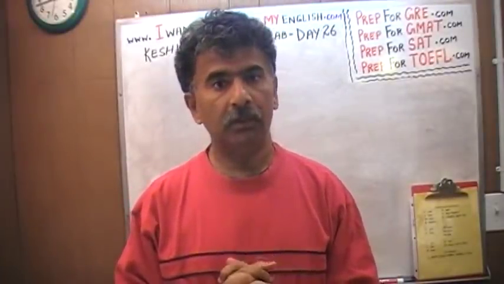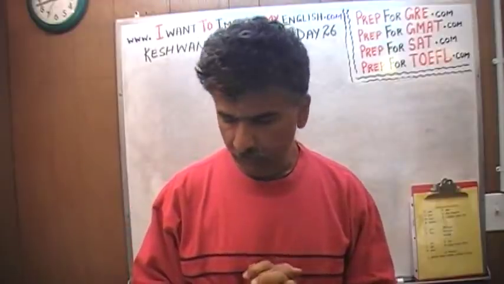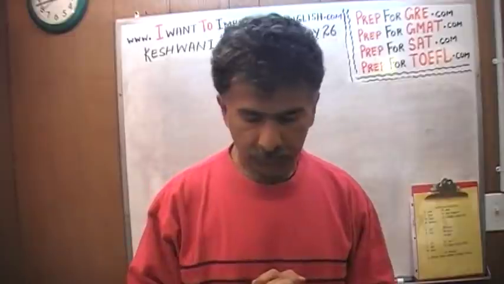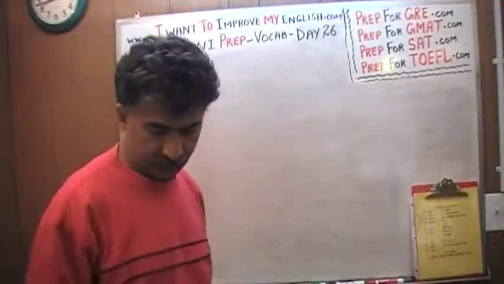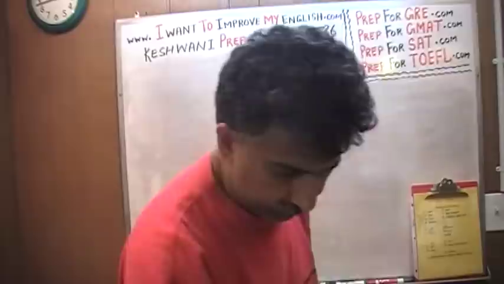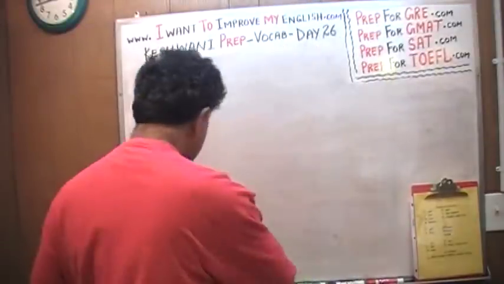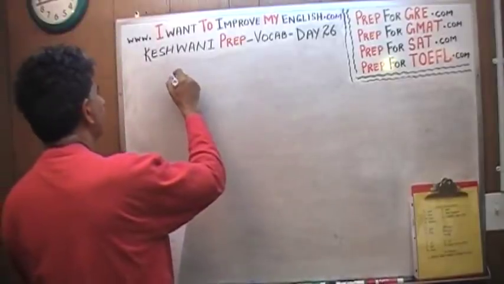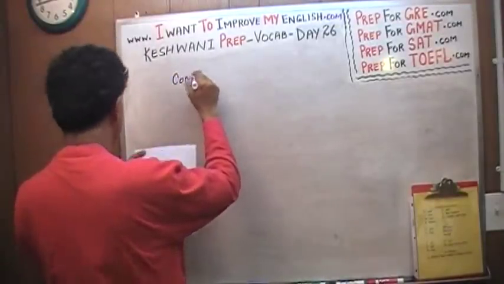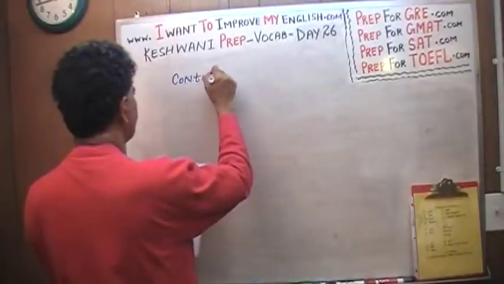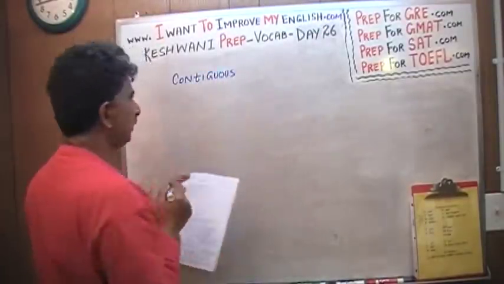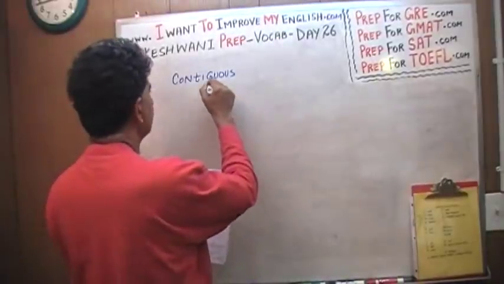We are here because we want to improve our English. We want to improve our vocabulary. The way we do that is by learning a few new words every day. Today is our day number 26. The very first word that we're going to learn today is contiguous. Let me put down the pronunciation.